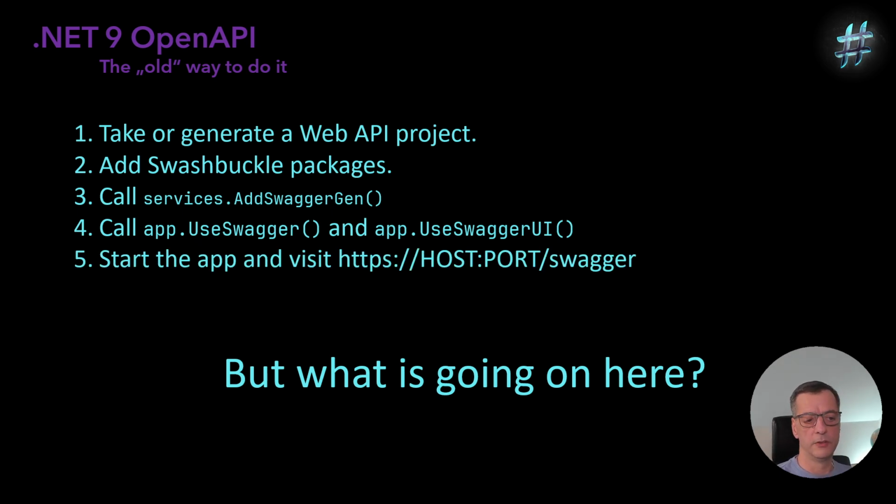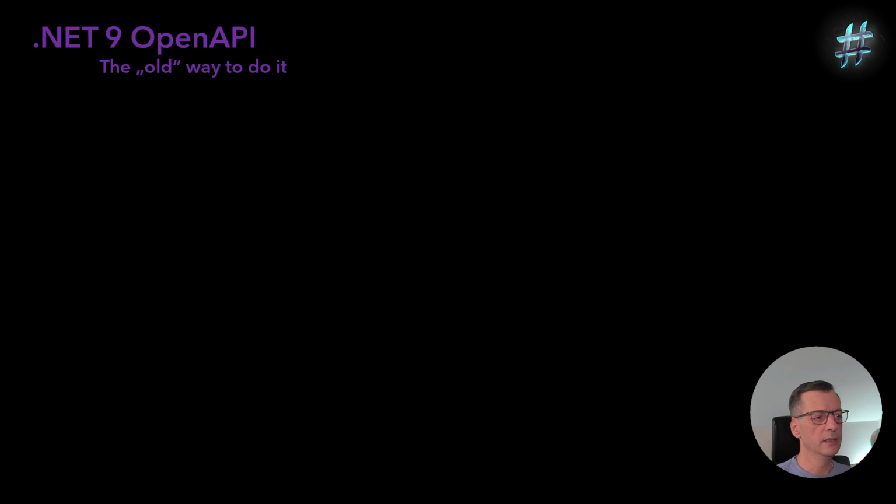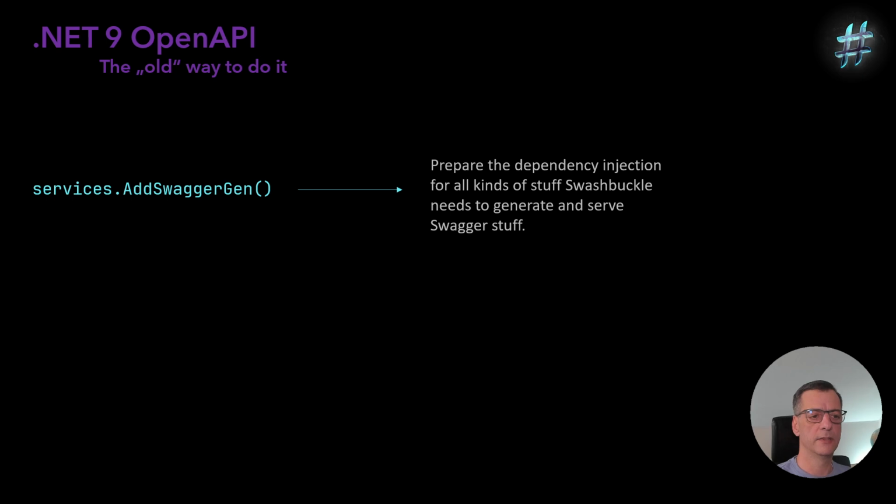So, and then you start this thing and visit the /swagger endpoint, and then you have a UI, wherever that comes from. I will explain that in a second. So next thing on the old way is, what is @swaggergen doing? @swaggergen is just preparing the dependency injection for all kinds of needed dependencies so that Swashbuckle can actually generate and serve later Swagger related stuff like the Swagger JSON and the /swagger.